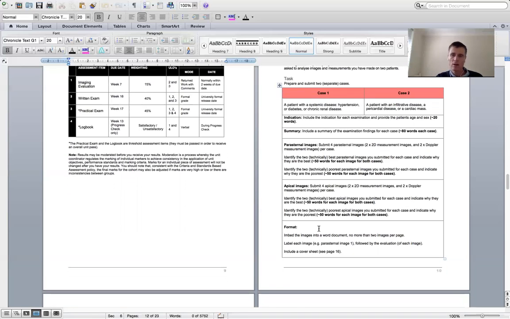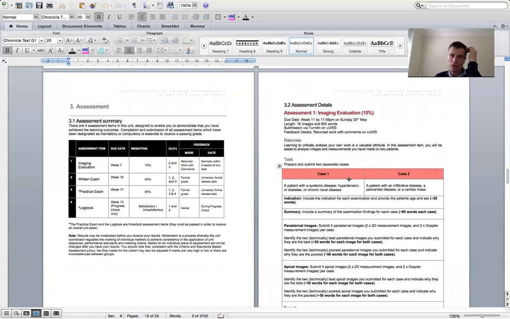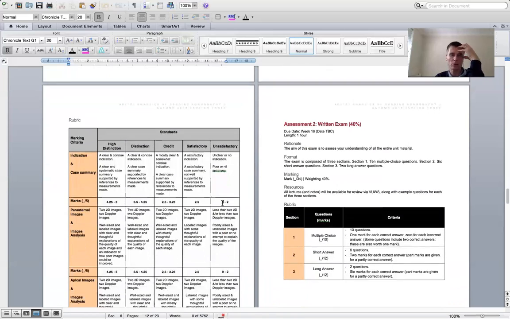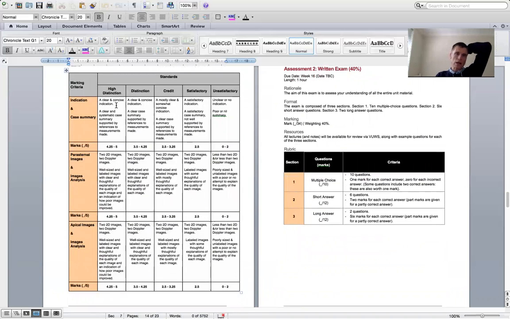The format, how they're formatted, is down the bottom. Okay, so embed them into a Word document with no more than 2 images per page, just so that they can actually be seen. Label the images and then follow that with an evaluation. Okay, so that's the imaging evaluation, which is due in week 7. Again, it's something I can talk to you guys about in a couple of weeks. Here are the marking rubrics, and hopefully by reading through those marking rubrics, you'll be able to identify clearly how this is going to be marked.